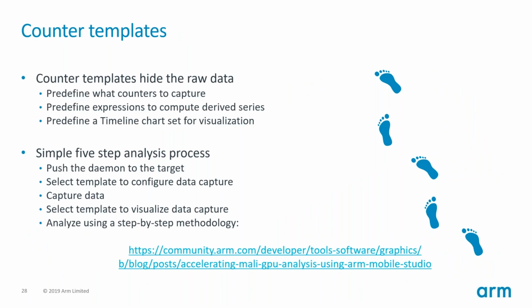To make this easier, Streamline supports the concept of counter templates. So this is a predefined definition of what counters to capture, any computation based on those counters to turn things from absolute cycles into percentages, for example, and a predefined set of timeline charts which we can use for visualizing these counters in the tool graphical user interface. And this enables a very simple 5-step process. First of all, you have to push the tool daemon to the target. You pick the appropriate template for your device. You capture the data. You pick the same template for data visualization.